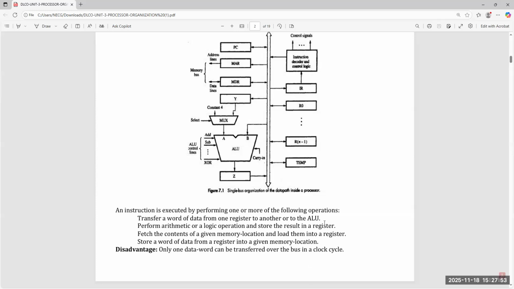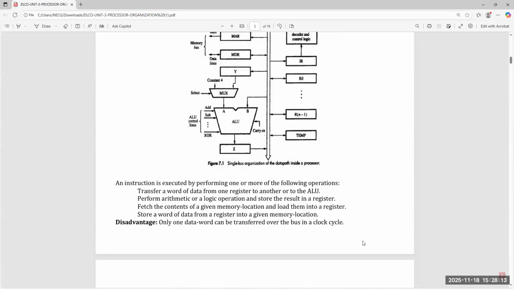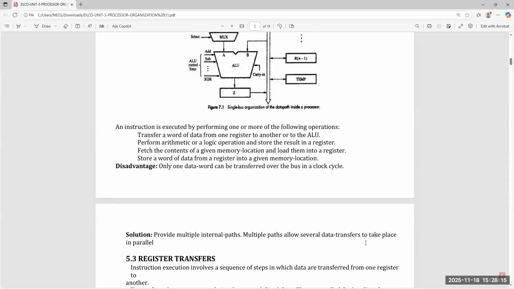What are the advantages? It's efficient. Why is it efficient? Because there is no additional overhead involved when the data is transferring. That's the reason it's efficient. That is about the single bus organization.